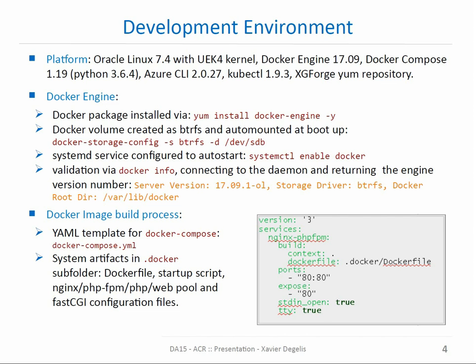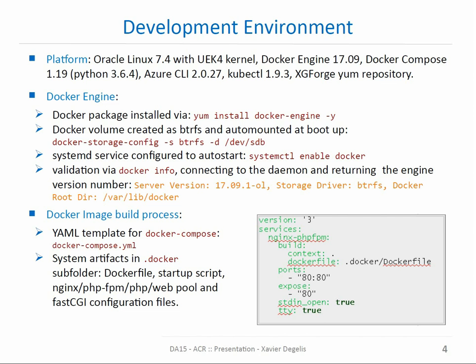The Docker Engine is installed via an RPM package and yum install. The Docker volume is created as btrfs and auto-mounted at bootup via Docker storage config. The systemd service is configured to auto-start. Then we validate via docker info that it is connecting to the daemon and returning the engine version number.